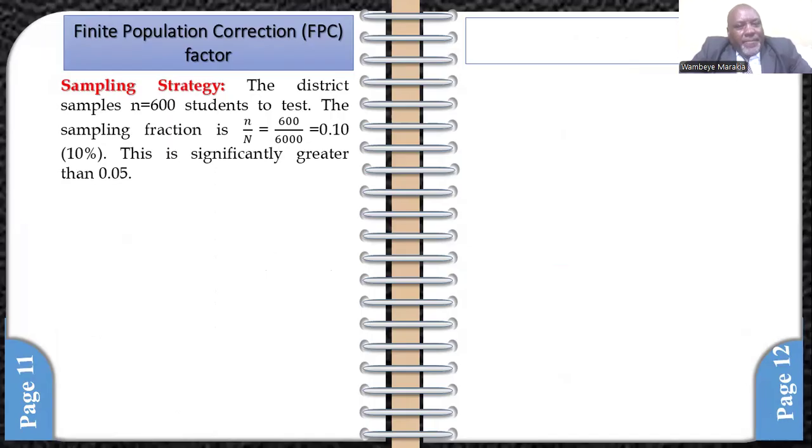We want to see the sampling fraction by taking the sample size over the entire population. The sample size, which is 600, over the entire population, which is 6,000, gives us a fraction of 0.1. When you multiply by 100 to get a percentage, we find that this is 10%, which is significantly greater than 0.05. Then we have to apply the finite population correction.